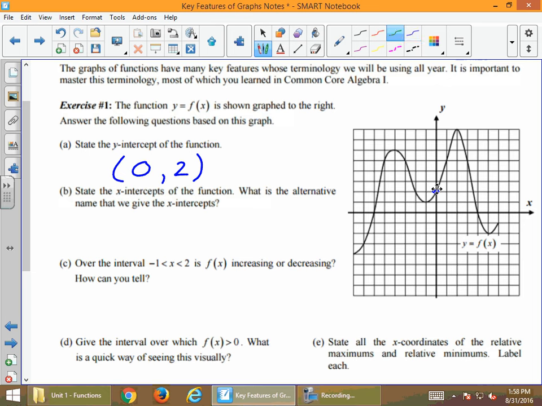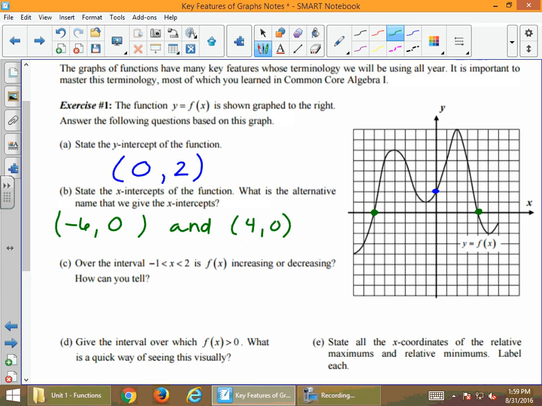State the x-intercepts of this function. Well, kind of similar to y-intercept, it's where the graph crosses the x-axis. Well, it's crossing here, and it's crossing here. What are those 2 points? -6. The y value on an x-intercept is always what? 0. Okay. The other one would be 4.